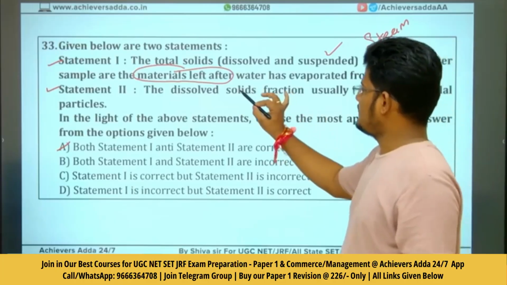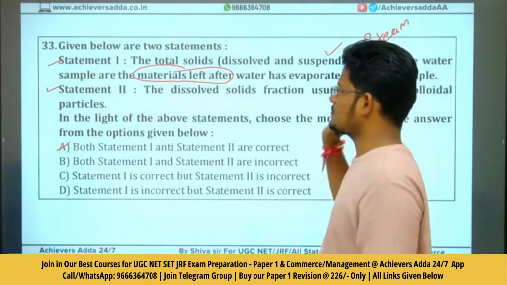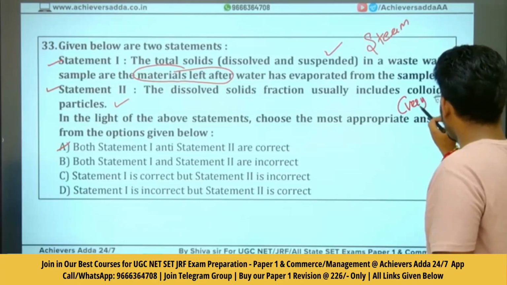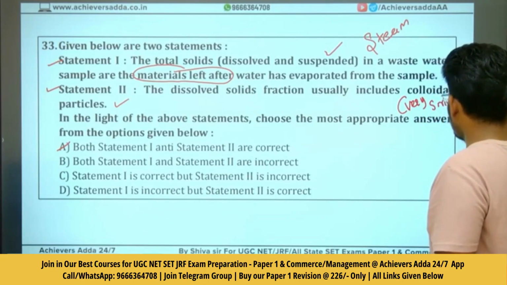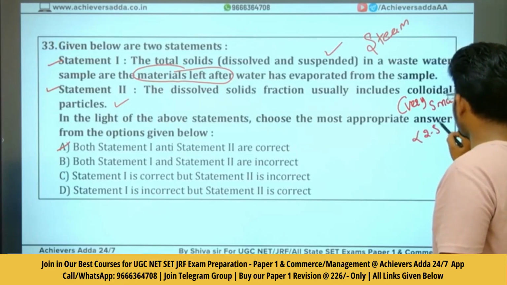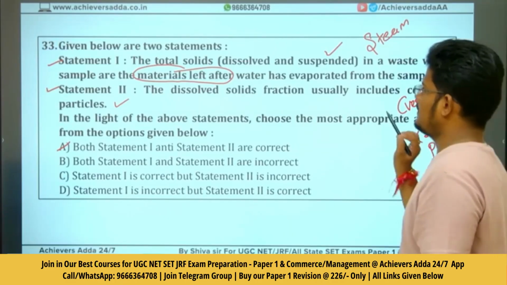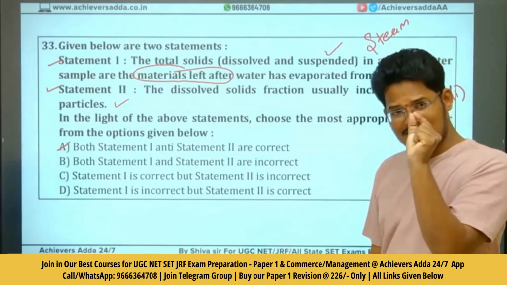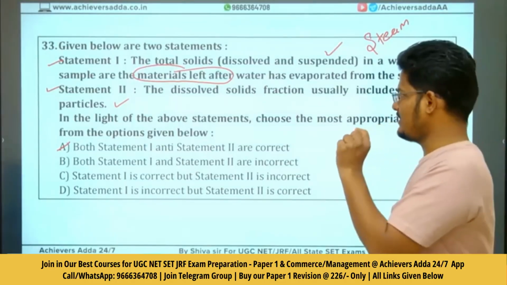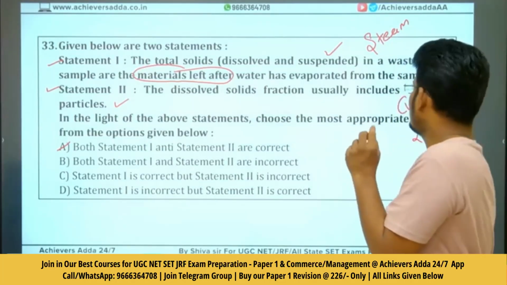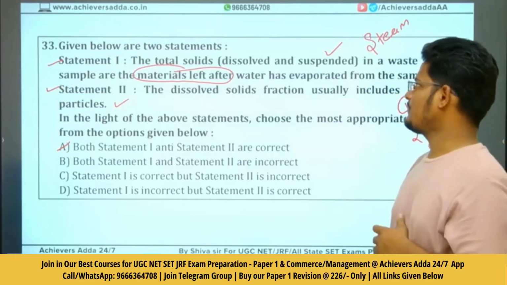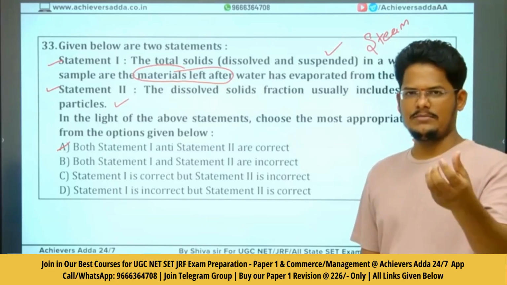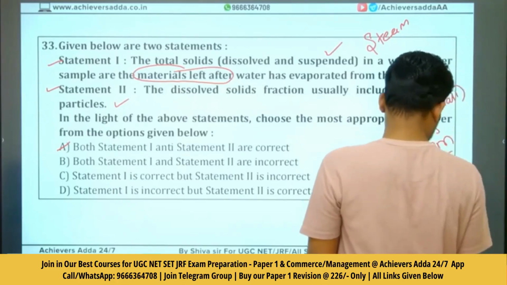right? And this dissolved solid fraction usually includes colloidal particles. Colloidal particles means very small. Yesterday we have seen very small sizes, even less than 2.5 particulate matter, which usually come under colloidal particles. These will be very small in size. You can't even recognize them with your eyes. That is colloidal or very small particles. So when water is getting evaporated into the atmosphere in the form of steam, these particles will be left over.